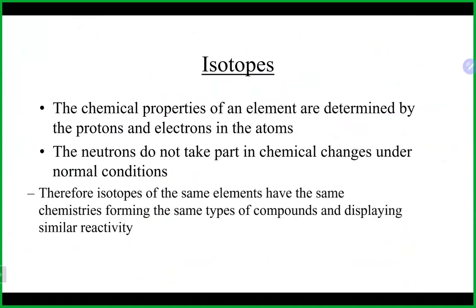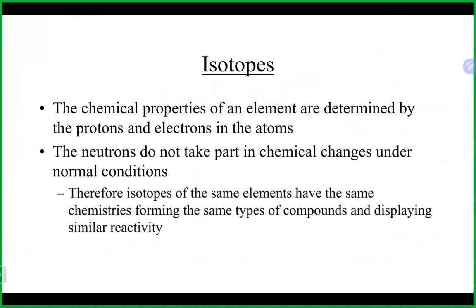So as I mentioned before, one of the nice things about isotopes is that for elements, pretty much all their chemical properties are determined by the protons and the electrons in an atom. The neutrons really don't play a role under normal conditions. And what that does is, for example, a lot of isotopes are radioactive versions of elements.